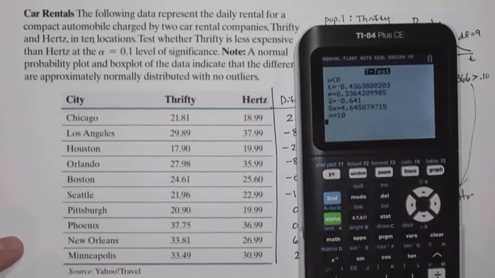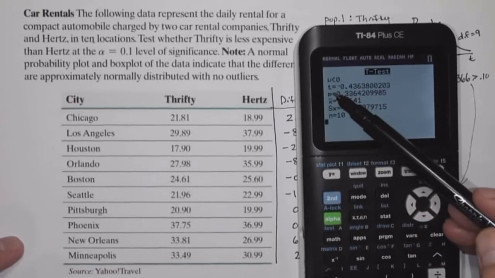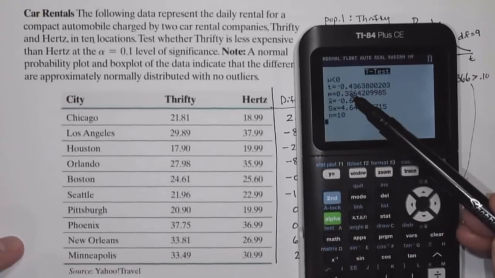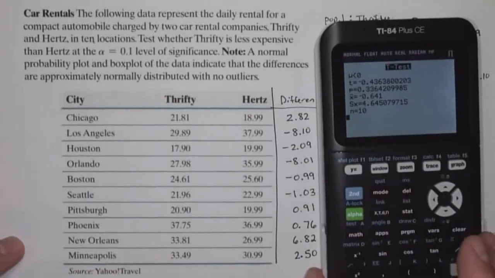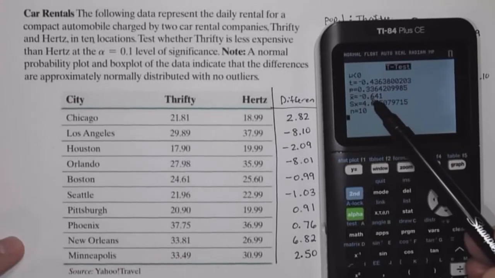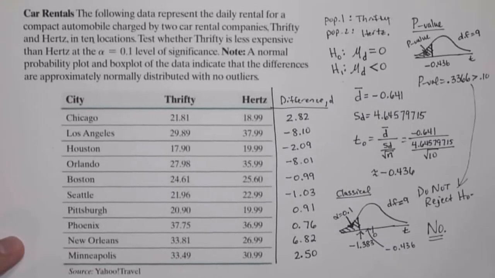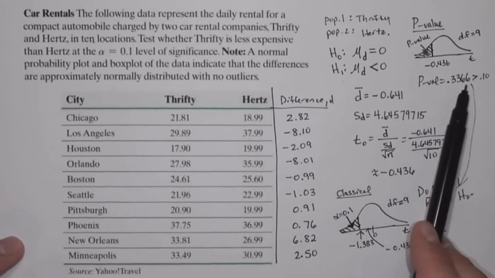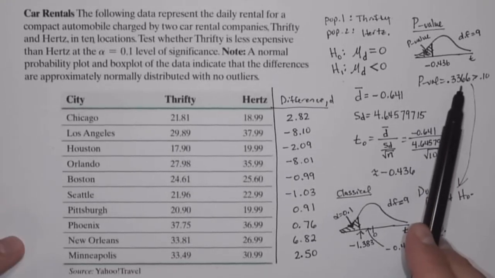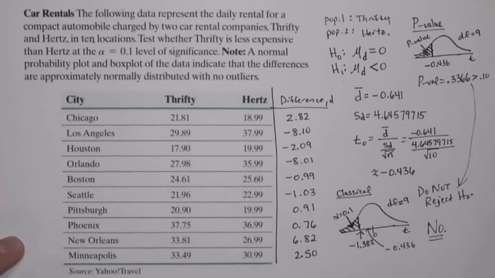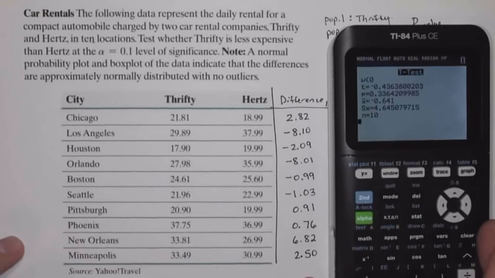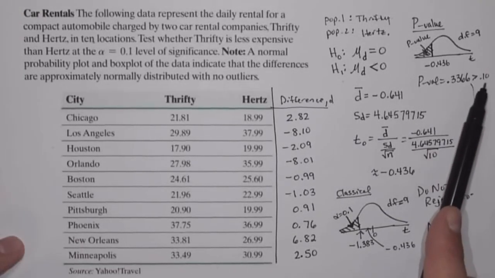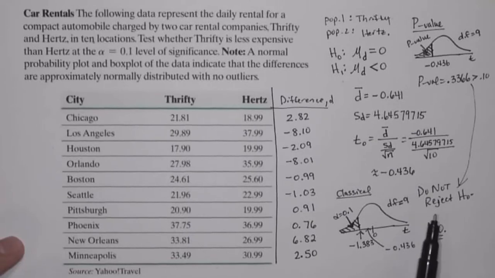So if I say calculate, then I get t, that's the test statistic, t naught equals negative 0.436. Now that is the same value that we got whenever we computed this by hand. It also tells us that the p-value is 0.3364. Now we got 0.3366, so we had a little bit of rounding error that the calculator did not obtain. The calculator's a little more accurate. So anyway, the p-value is 0.3364. That is larger than 0.10, so we do not reject the null hypothesis.